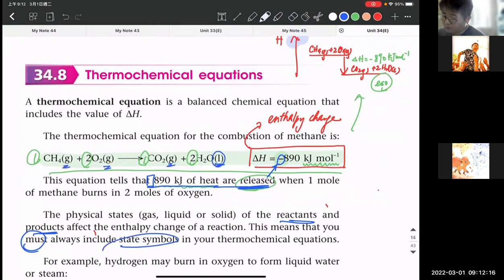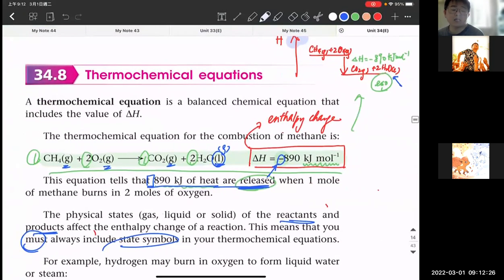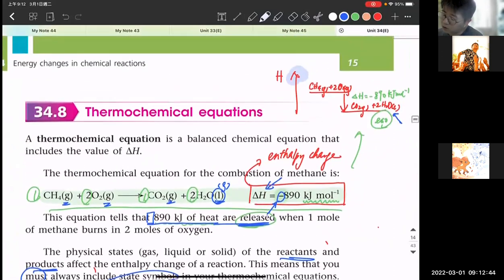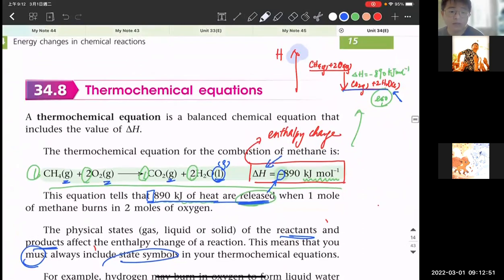If I change this one to steam, the gaseous state, this enthalpy level will not be the same. Now, what would you expect if I changed the enthalpy level? If I change the physical state of water from liquid to gas, which means I turn it to steam, what is the difference in this enthalpy level, enthalpy change, and also this level, the enthalpy level of the product? Can you guess?